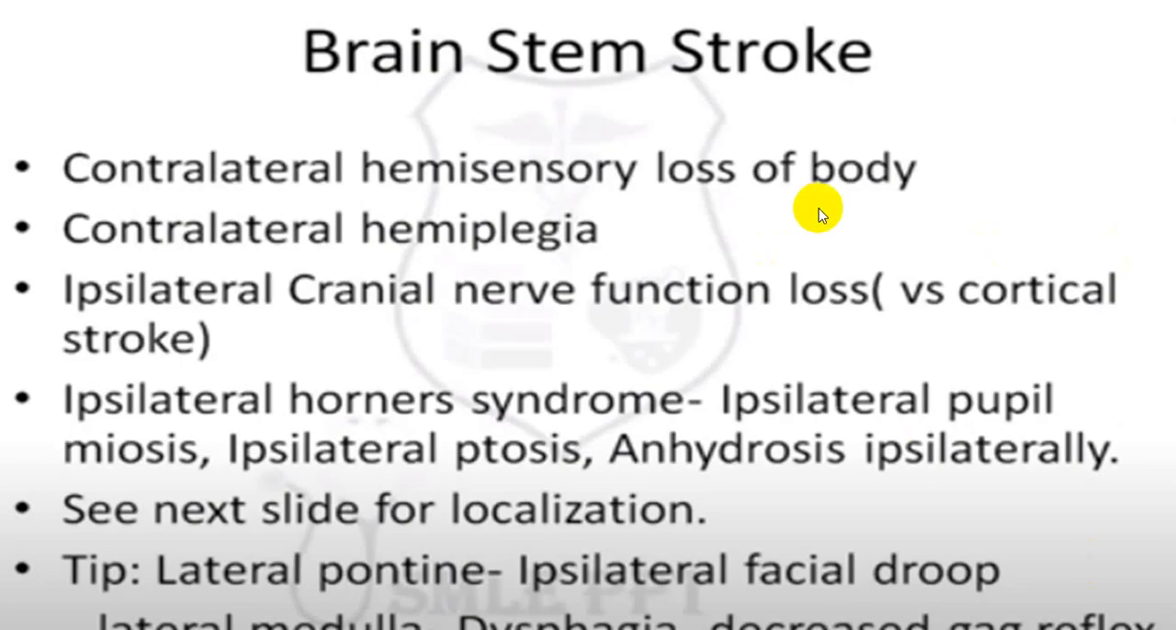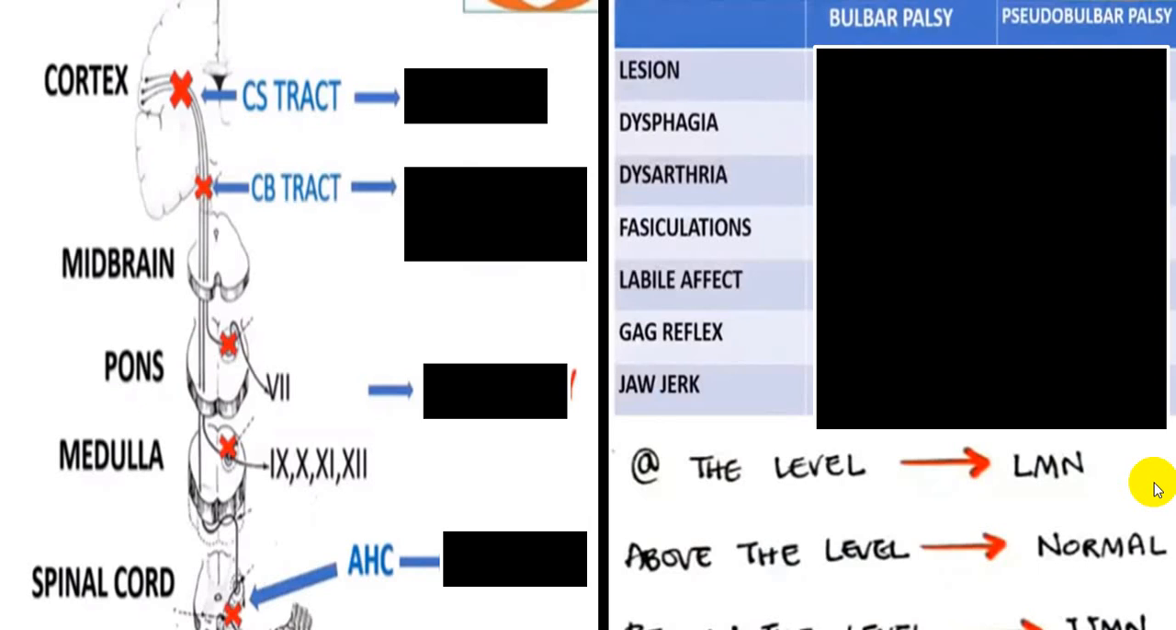So you will always have a contralateral hemisensory loss and contralateral hemiplegia with ipsilateral cranial nerve palsy, and it will be mainly lower motor neuron cranial nerve involvement. And you can have ipsilateral Horner syndrome if you get involvement of the lower part of the medulla. So that will be very, very common. We will not be going into detail regarding this.